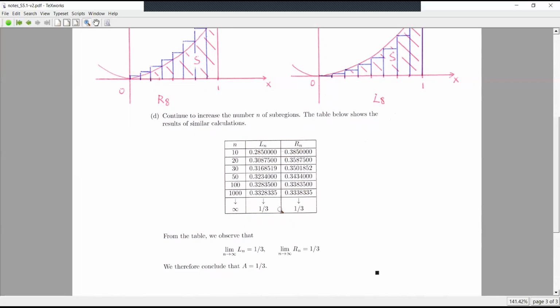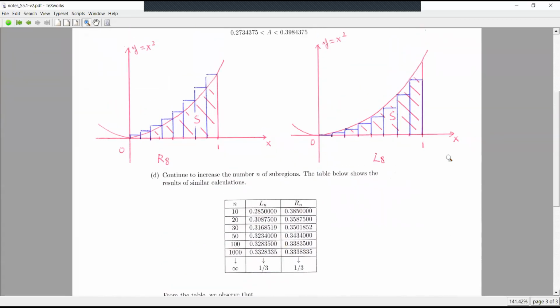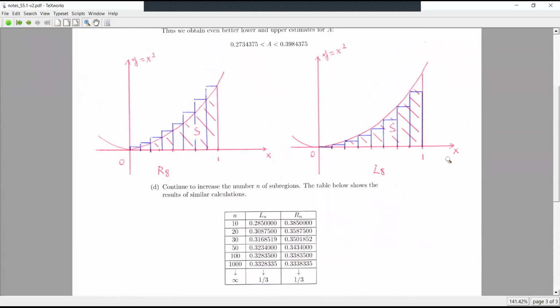Then what is A? A is 1/3. So the region between this parabola and the x-axis, and between 0 and 1, the area of this region is 1/3. Not more, not less, exactly 1/3.